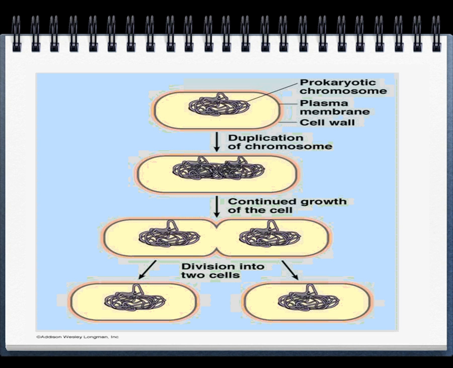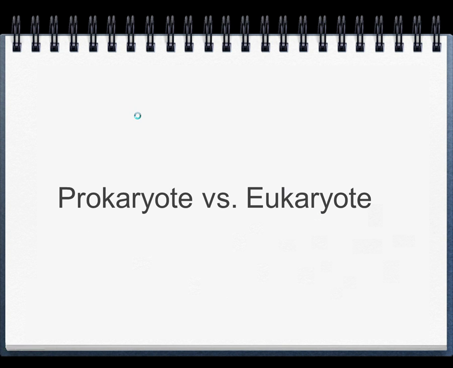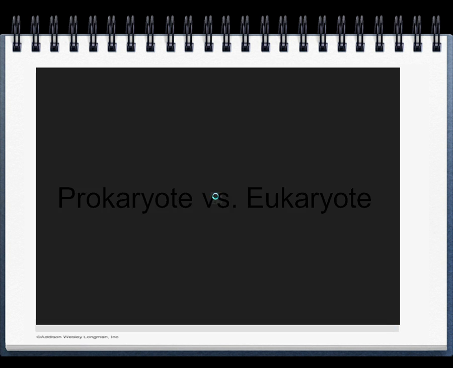We talked about two types of major cells, prokaryotic and eukaryotic cells. Remember what I put here.